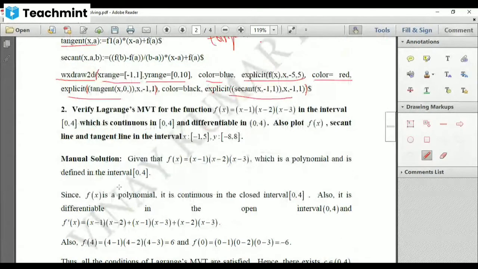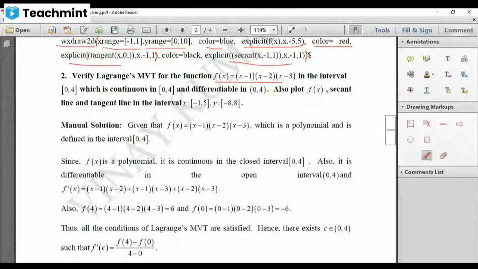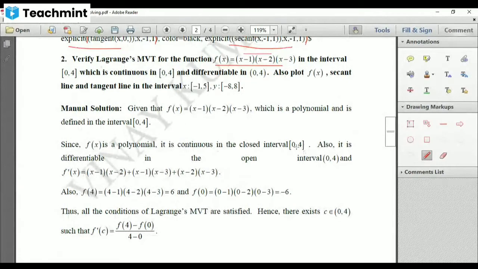Right. Now, as usual, we start with the manual solution. Let us solve this one manually. The given function is a polynomial, and it is continuous as well as differentiable. So what is the derivative of this? Apply the product rule, the u into v formula. Keep the first two as they are and differentiate this; the derivative of this is 1. Plus, keep the first one and the last one as they are and differentiate this; the derivative of this is 1. Plus, keep the last two as they are; the differentiation of this is 1. So you'll get this. And further, find out what your f of 0 and f of 4 are.